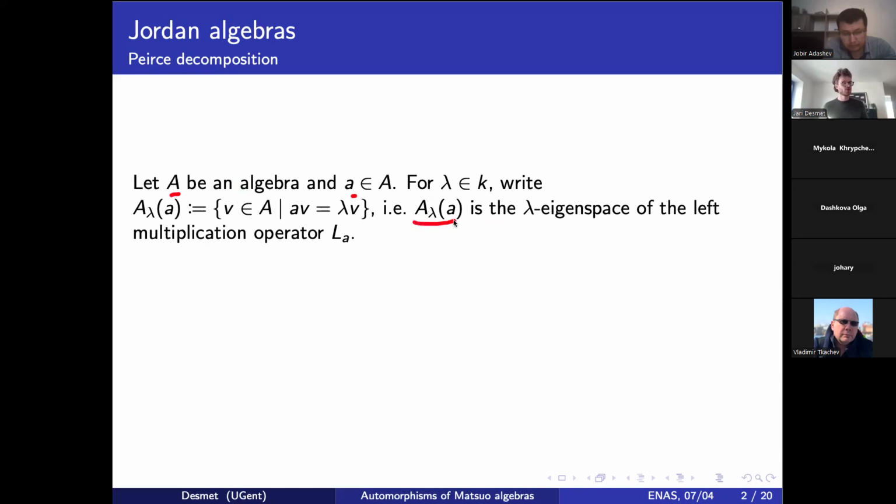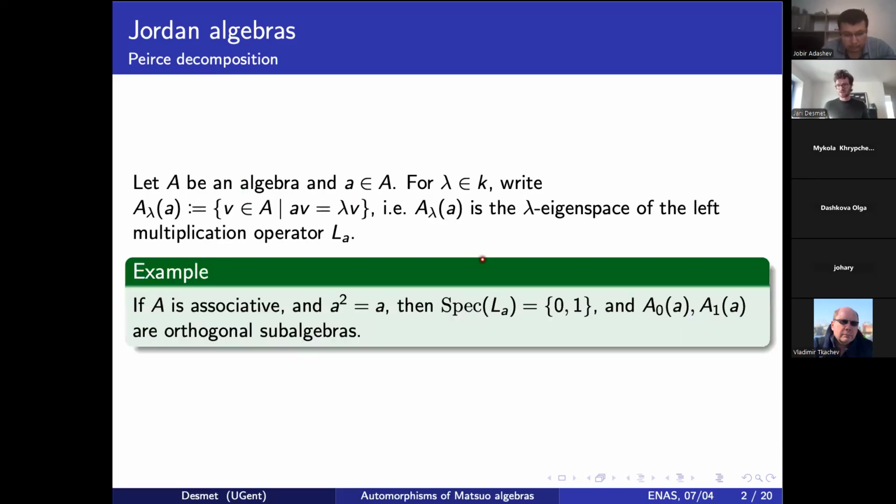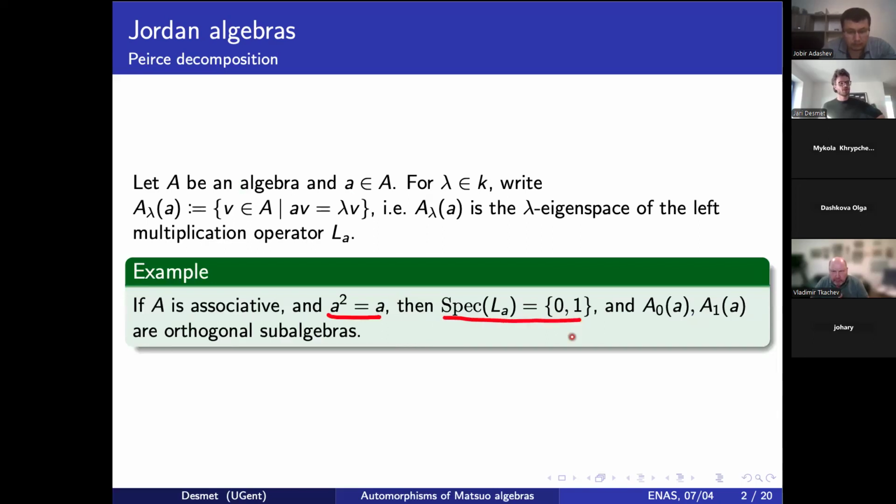For that, we denote the lambda eigenspace of the left multiplication operator as A_lambda(a). The easiest example is, of course, when A is associative, and then we can take this little a to be an idempotent. Of course, I already said I care about idempotents. If you take little a to be an idempotent, then the spectrum of this multiplication operator is always contained in {0, 1}. Where I should probably write that it's contained in 0 or 1, because if you just take the unit, then it has no 0 eigenspace.